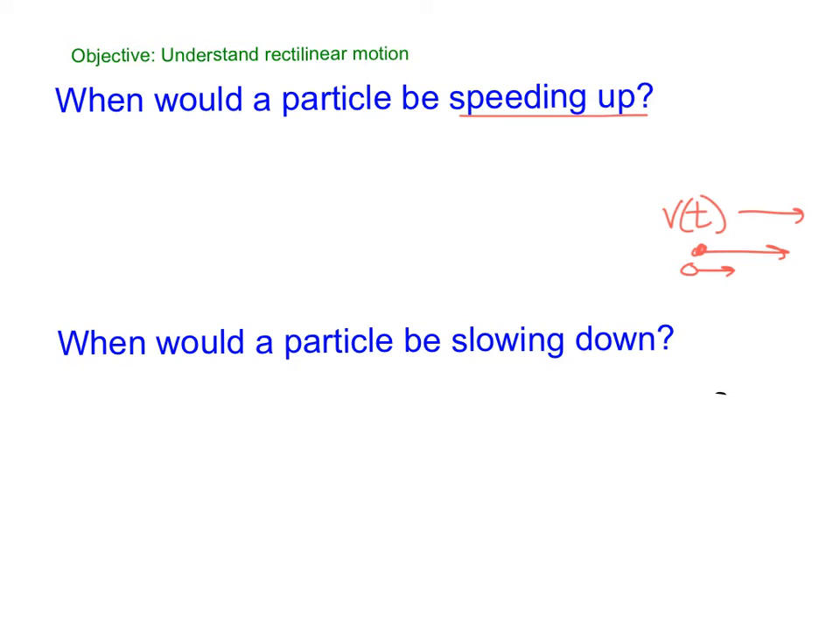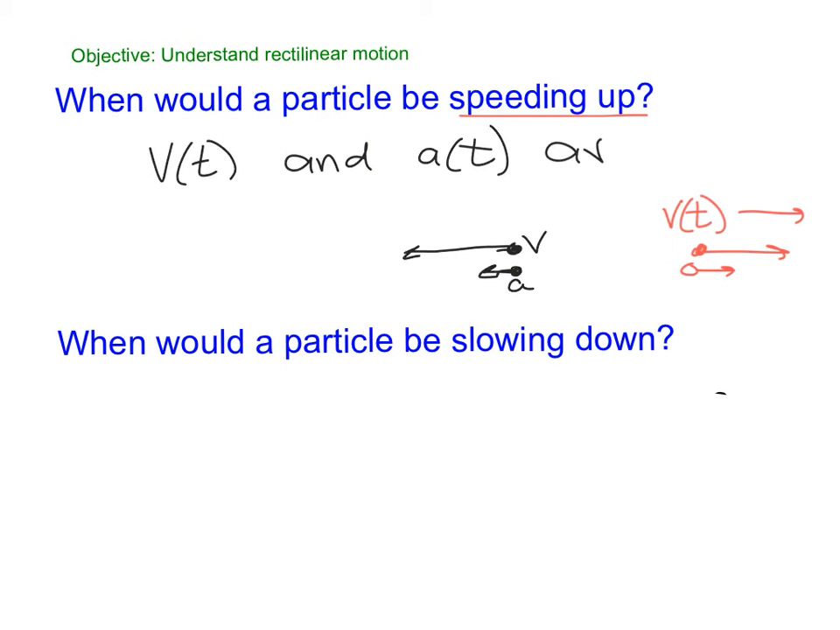But because we're talking speed, we could also be going this way, right? If this is my velocity and my acceleration is also going that way, we think of it as slowing down, but we're not. We're just going in the negative direction, so it's pushing it, pushing it, pushing it. So a particle is speeding up when both the velocity and acceleration are the same sign.